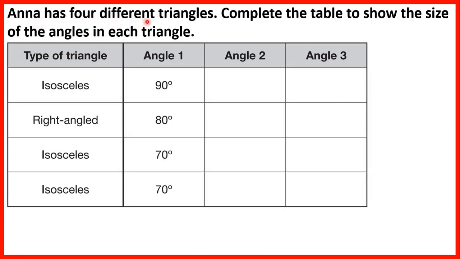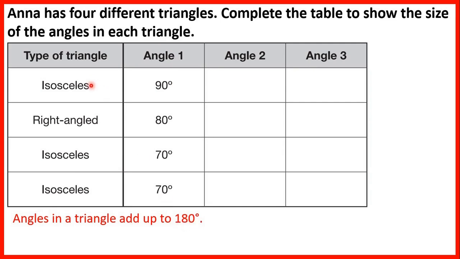Anna has 4 different triangles. Complete the table to show the size of the angles in each triangle. So for this question, we need to remember that angles in a triangle always add up to 180 degrees.